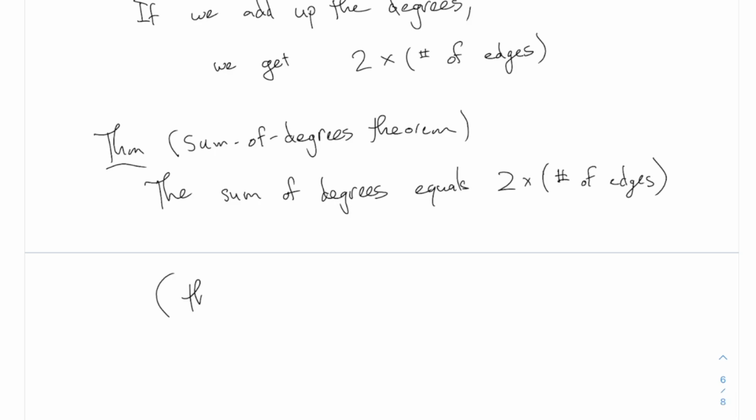I will say, therefore, the sum of degrees is always even, right? And that's why you can't have a graph which has only one odd degree, because then when you add all the degrees up, you would end up with an odd, which is not allowed, because the sum of the degrees is always even.